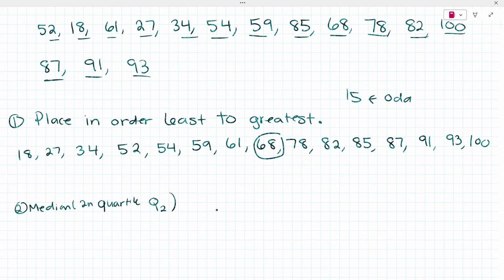So there's 1, 2, 3, 4, 5, 6, 7. Over here, this is 1, 2, 3, 4, 5, 6, 7. Okay, so they're the same. That means 68 is definitely the median, or Q2.